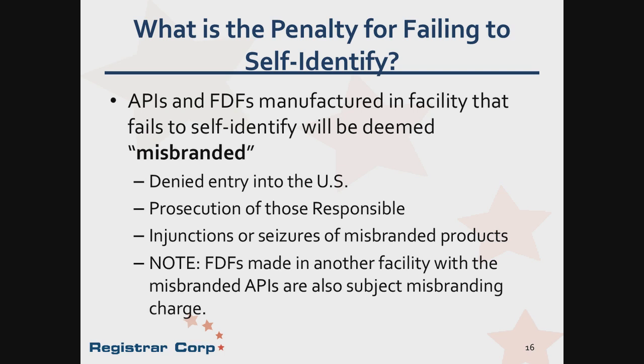Under GDUFA, if a facility fails to self-identify, all FDF or API products manufactured at the facility and all FDFs containing APIs manufactured at the facility will be deemed misbranded. It is a violation of federal law to ship misbranded products in interstate commerce or to import them into the United States. Such violations can result in prosecution of those responsible, injunctions, or seizures of the misbranded products. Products that are deemed misbranded because of failure of the facility to self-identify are subject to being denied entry into the United States.